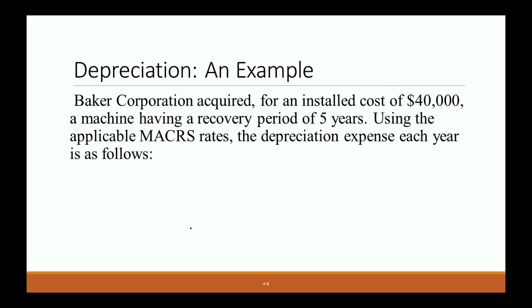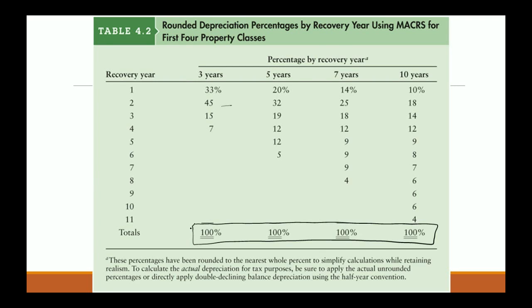So here's an example. Baker Company purchased their asset for $38,000. It cost $2,000 to install it, so they have an installed cost of $40,000. The depreciable value of their asset is $40,000. This machine has a recovery period of 5 years. So using the rates from this table, we can determine what is their depreciation expense per year. So we're going to recover 20% the first year, 32% the second year, 19% the third year, 12% in years 4 and 5, and 5% in year 6.